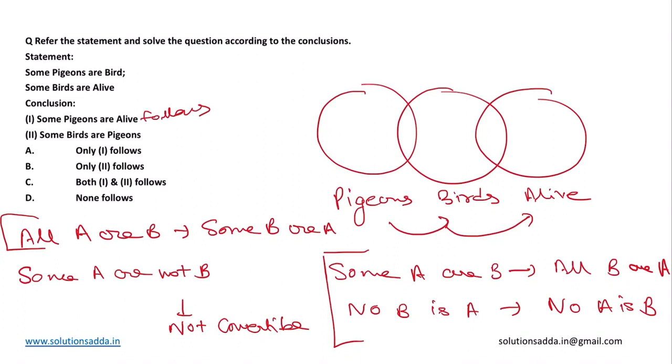So when it is given that some pigeons are birds, it implies that some birds are there who are pigeons also. Therefore both conclusions 1 and 2 follow, hence option C is the correct answer.